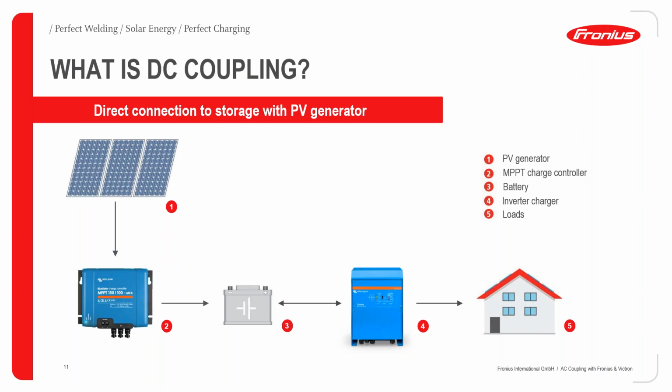So this is a DC coupled system which has the PV generator, or the module as you call it, connected to the charge controller, which is connected to the battery, and then connected to the inverter, the Victron inverter. And the inverter of course inverts the DC power to AC, which is then supplied to the load. So this is basically DC coupling and how it looks like.